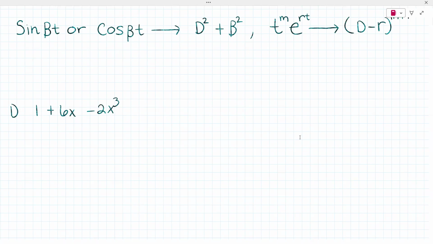What do we know about this? This whole thing, 1 plus 6x minus 2x cubed, is technically a polynomial. If you have a polynomial like this, it's just going to be D to the m plus 1. Our highest power is 3, so we add 1, and it's just going to be D to the 4th.